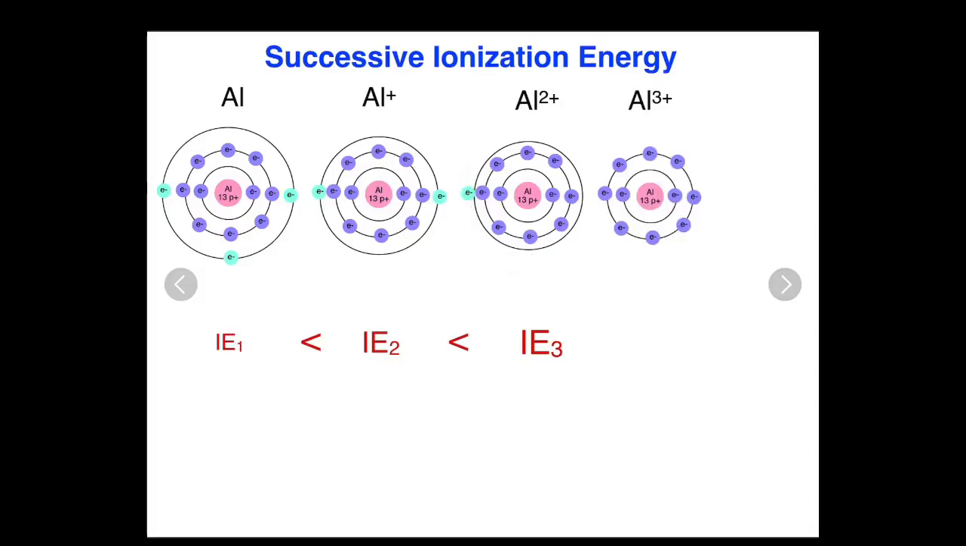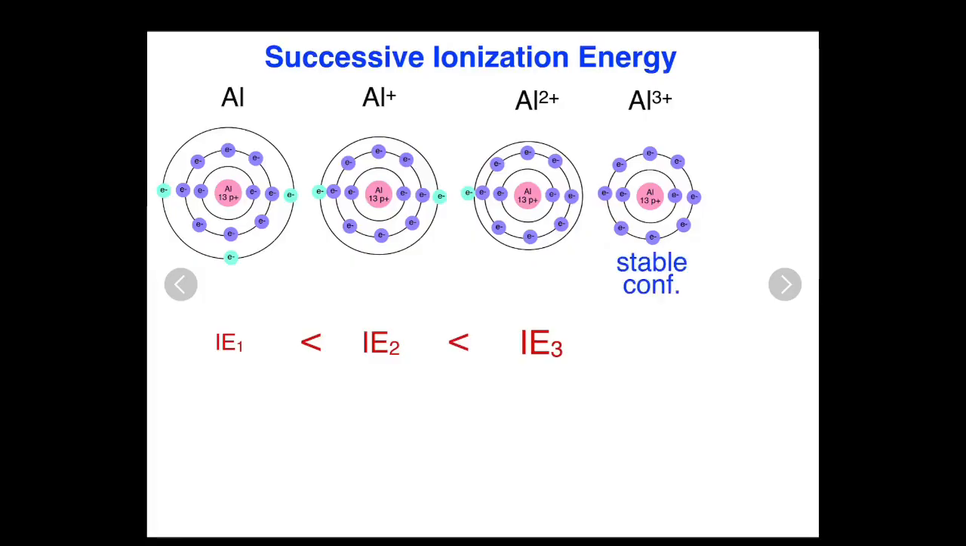So you probably notice that I remove one at a time. When we are removing electrons, we have to remove one at a time. Now when you look at aluminum 3 plus, you probably notice that the electron configuration is the same as the noble gas neon. So it has 8 electrons in the outer shell. This configuration is already stable.